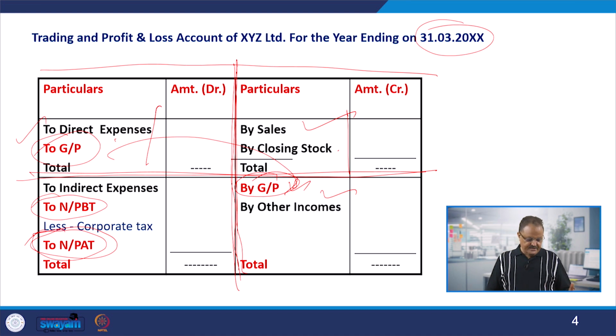And from this profit, if it is a public limited company, you have to pay the dividend. After paying the dividend, that remaining profit will be retained earnings with us. So this is the T format of the income statement.